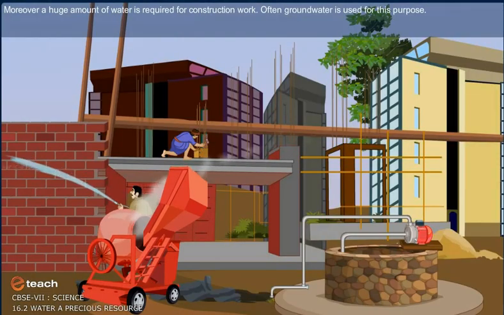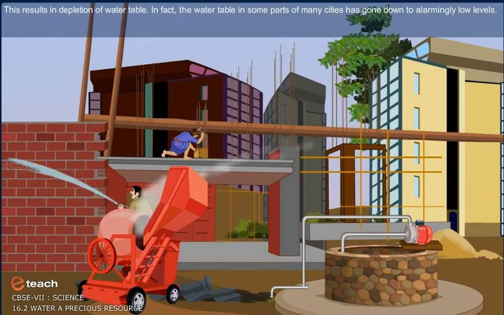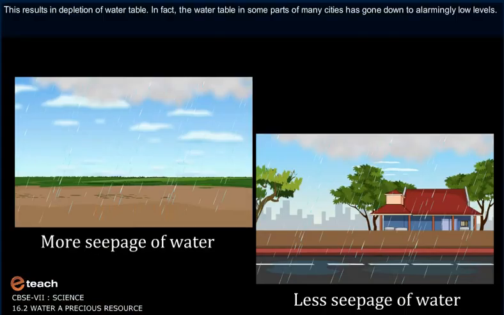Moreover, a huge amount of water is required for construction work. Often groundwater is used for this purpose. So, on the one hand, we are consuming more groundwater, and on the other, we are allowing less water to seep into the ground. This results in depletion of the water table. In fact, the water table in some parts of many cities has gone down to alarmingly low levels.